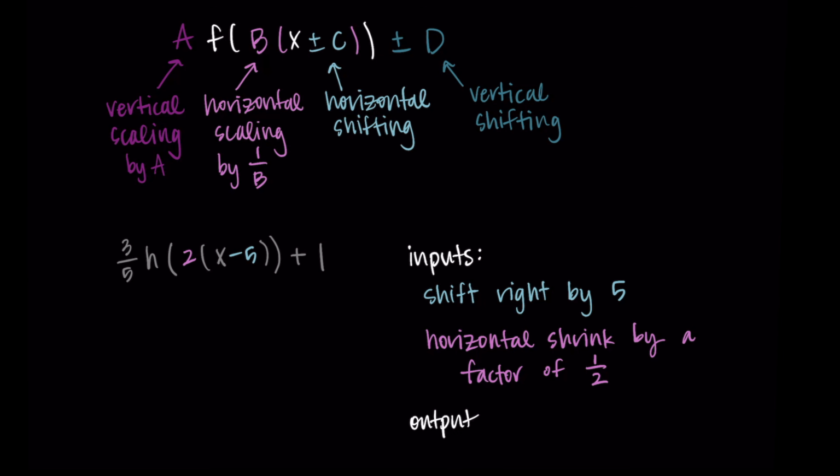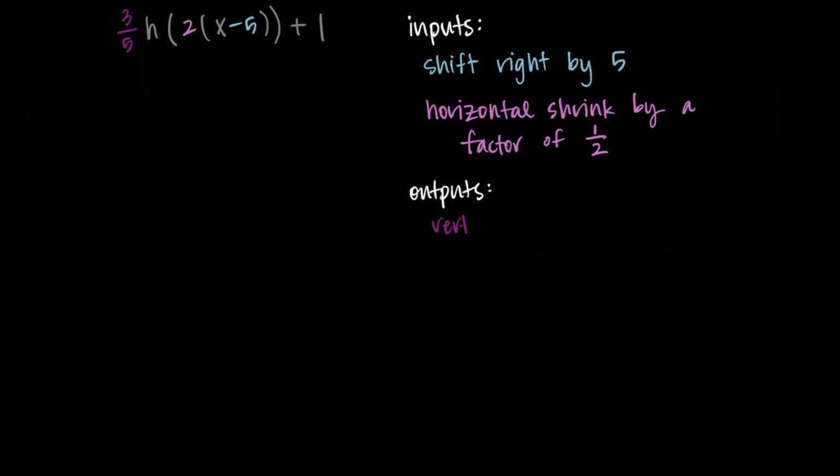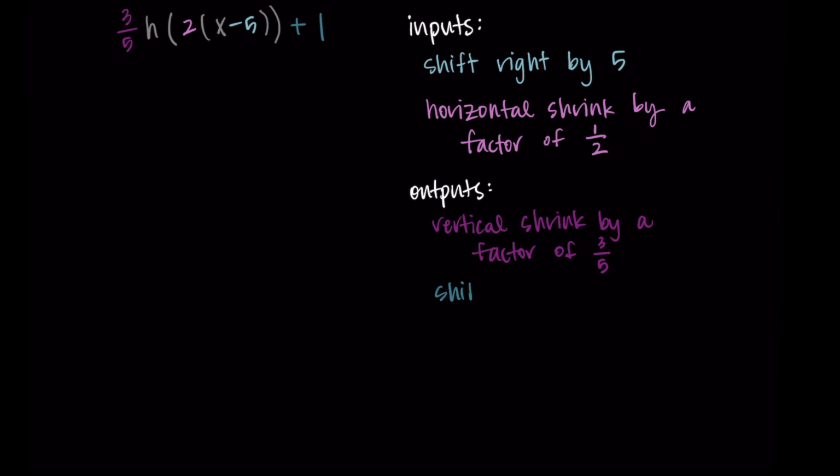All right, now we move to the outputs. So we start with the number that's being multiplied, so that 3/5. This is a number between 0 and 1, and for the vertical transformations, this is going to be a vertical compression or shrinking. So this is a vertical shrink by a factor of 3/5, which means all of the output values get multiplied by 3 over 5, effectively shrinking the graph vertically. Okay, we're almost there. Now we just have our final transformation. This is the +1 at the very end, and this corresponds to a shift vertically up by 1.